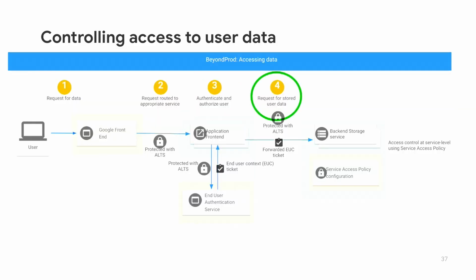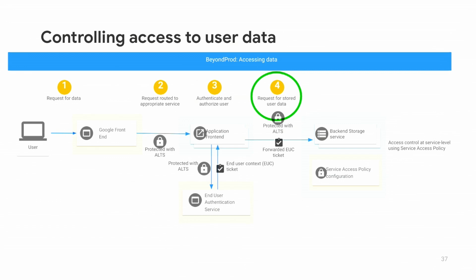Okay. So now the front end at step 4 will now place the request back into the service backend for the storage system that's implementing whatever backend for storage that this front end decided to rely on. Again, microservices and decoupling of things, these aren't all the same thing. The application doesn't have its own storage. It uses other storage services. And so that request, in addition to being protected with ALTS, will also be forwarding along the end user credential ticket to show that there's proof of live user request here.